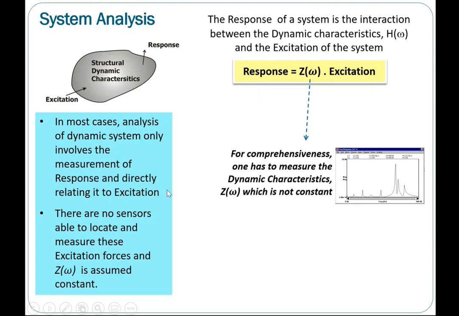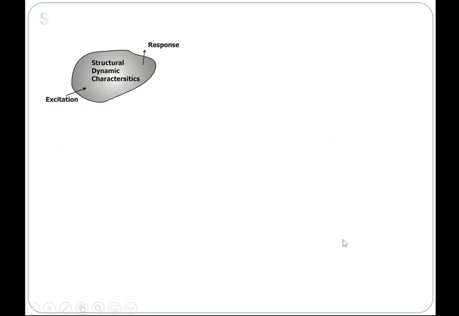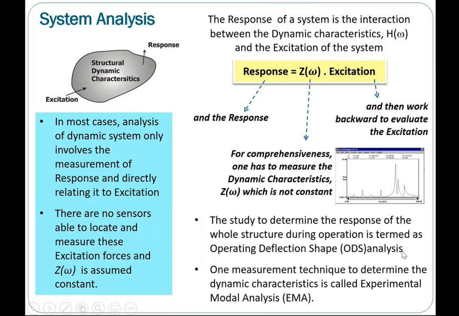When you want to explain why, then you need those three factors, to explain why it is high, why it is low, or why at a particular frequency there is no vibration. So you need to know its natural frequency, damping, and mode shape. To know the overall response, you use ODS. To explain this overall vibration, you use EMA, experimental modal analysis, where you obtain the natural frequency, damping, and mode shapes. So here we will be learning two types of analysis. These two types of analysis can help us explain the dynamics of the machines under operations.